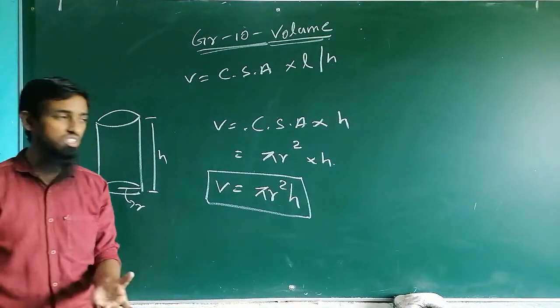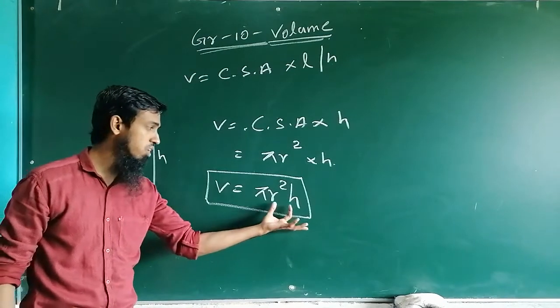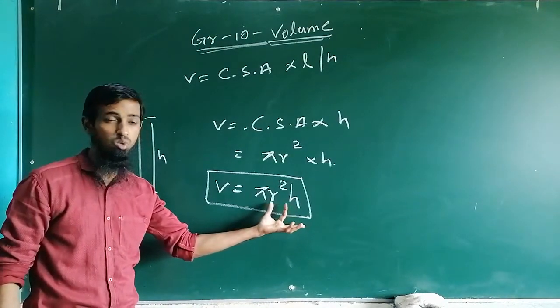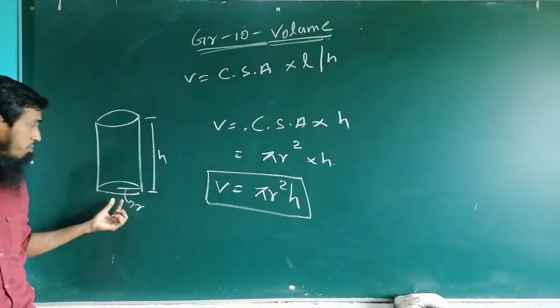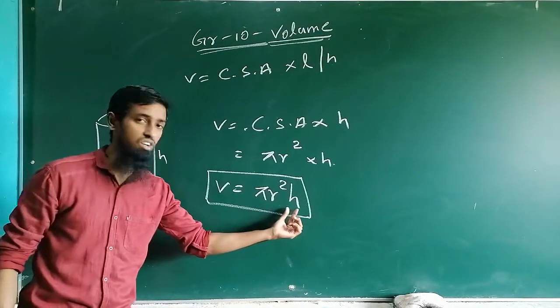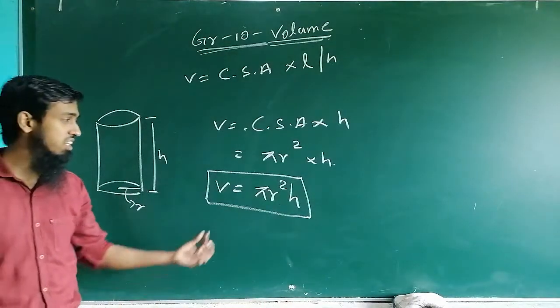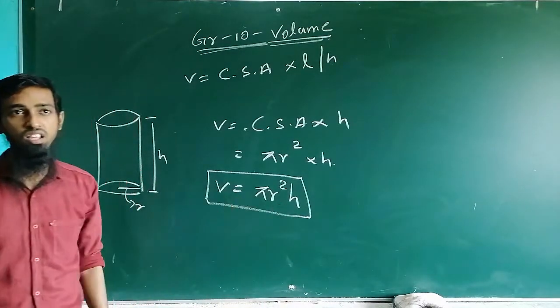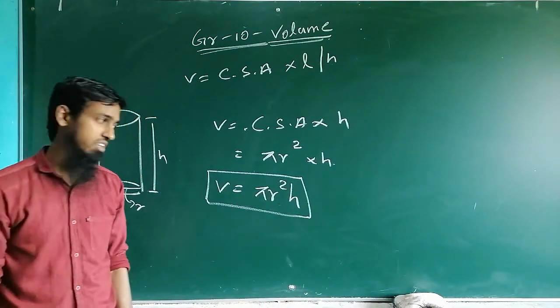If you want to use this equation, you need to know two data: the radius of the base, or radius of the circular faces, and the height of the cylinder. Using the radius and height, you can find the volume of the cylinder.